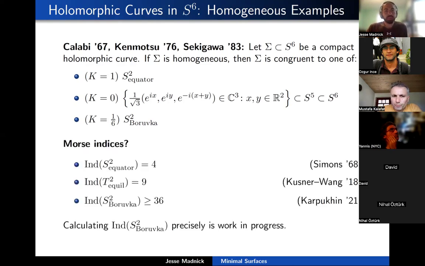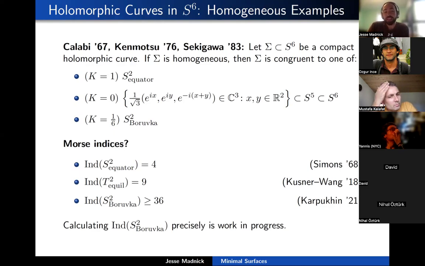So these are the simplest holomorphic curves. It would be good to know their Morse index. The equator has index 4 by an old result of Jim Simons. The equilateral torus, this is my notation for this one, of course, has Morse index 9. And the Boruvka sphere, it's actually not clear what the index is. I'm currently working on that.